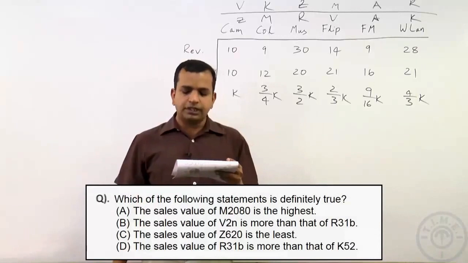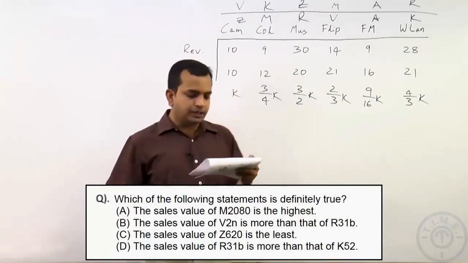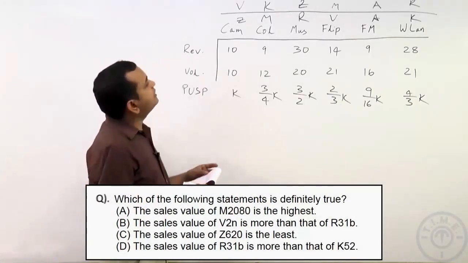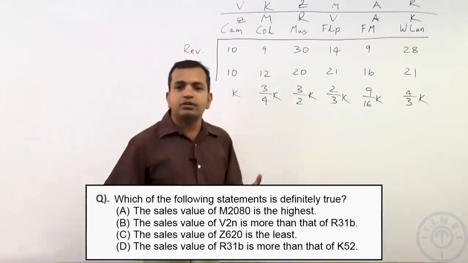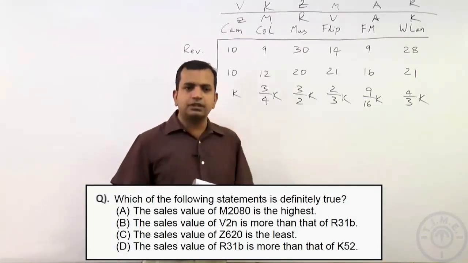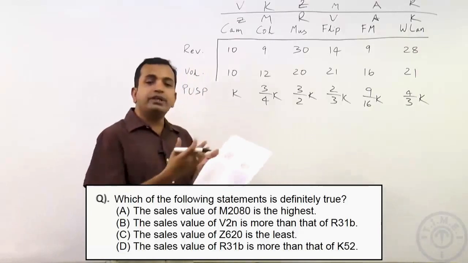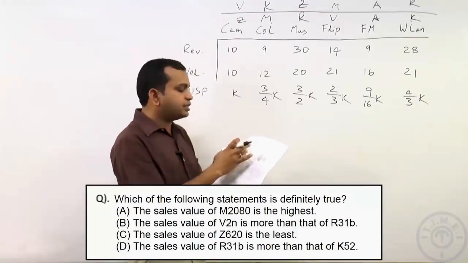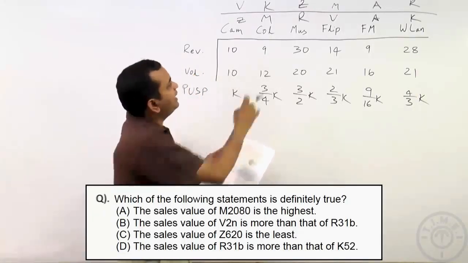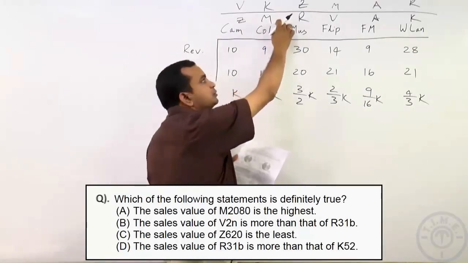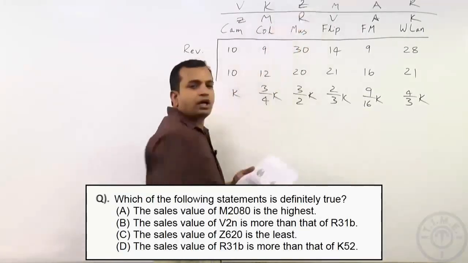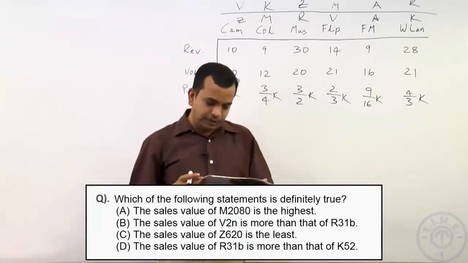Which of the following statements is definitely true? The sales value of M is the highest. Now, can the sales value of M be highest? No, we just discussed in the earlier question that the sales value very clearly from the pie chart is highest for the music version. And can M be the music version? M cannot be the music version. Music version can either be Z or R. So, statement 1 can never be true.